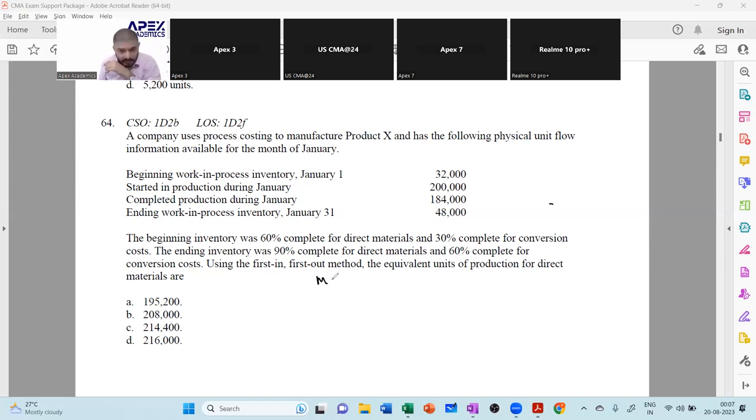So first I'm doing for material over here. Then I'll do for conversion over here. I want you to pay attention. What did I teach you in FIFO? I taught you that first you always take opening WIP.